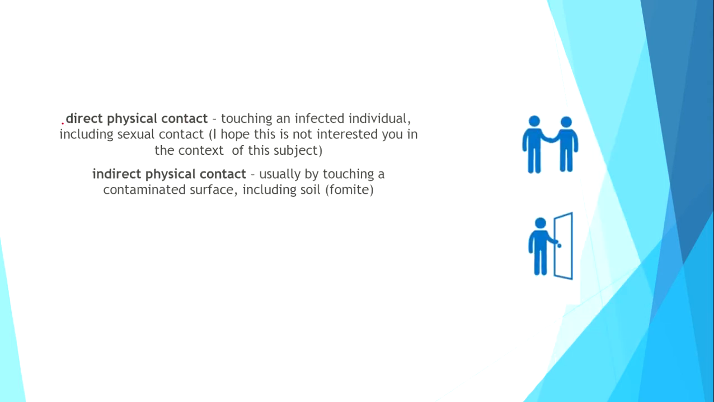Another type of transmission is the contact type of transmission. We have two different types of contact transmission: direct physical contact, touching an infected individual, including sexual contact. I hope this is not of interest to you in the context of surgery. And indirect physical contact, usually by touching a contaminated surface, including soil. So in this picture, we need another person to contact, like a handshake, and indirect contact through different parts of the environment.